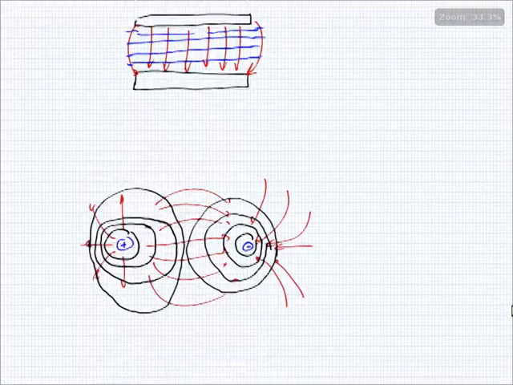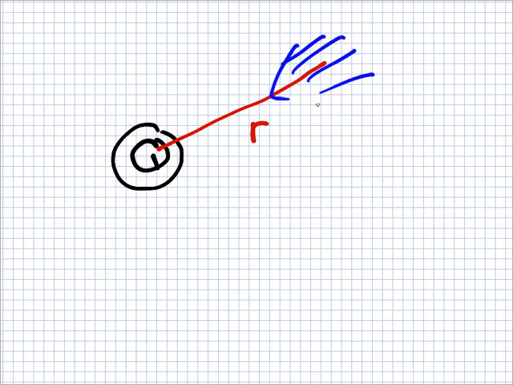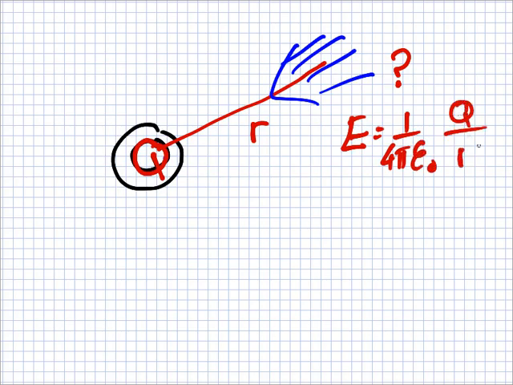Oh, yeah. What I was saying, here is Q, and then here is the distance R, and there's electric field here from the Q. How strong is this field? So the formula is 1 over 4 pi epsilon 0 Q over R squared. That's how strong it is, the field. That's what this one's for. So now we have two formulas which work for all our four situations.